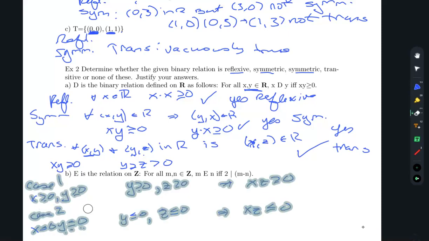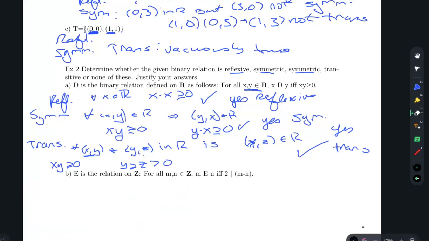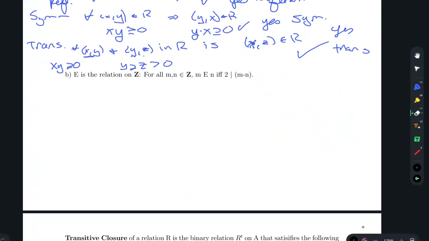Another proof kind of showing the properties. All right, so let's look at all the integers. Is this reflexive? Reflexive means for every n in the integers, does 2 divide n minus n? Yes, 2 divides 0. So yes, it's reflexive.